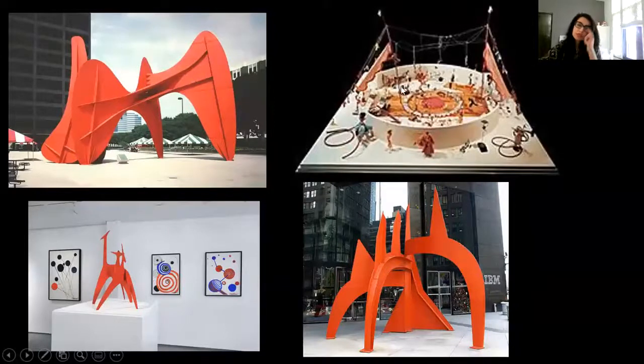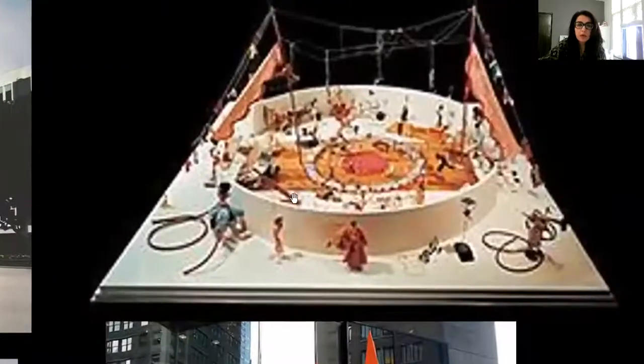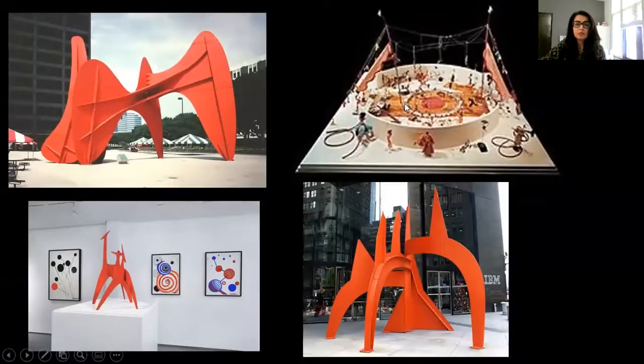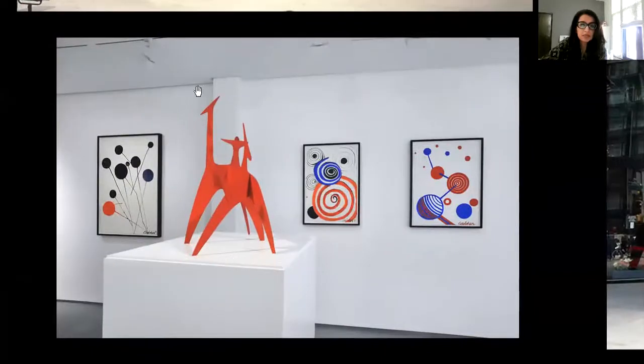Now these were his initial sculptures that he created. This is a circus, a very popular one. It got exhibited initially, and only then he became popular. Then look at these ones. They're huge, humongous, all made out of metal. But again, this one is a tiny one. It's placed in one of the exhibits. You can see his paintings behind.